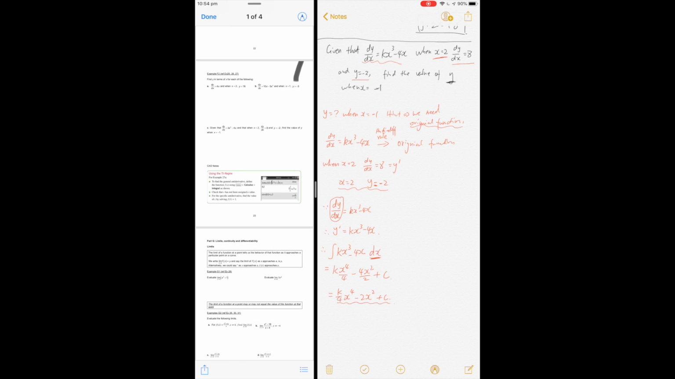Okay, so this is my original function, so y is equal to k over 4 x to the power 4 minus 2x squared plus c. Now we don't know the value of k, which is an arbitrary number, so to find the value of k we need to use the information that we got over here. The first one we know is when x is equal to 2, dy by dx is equal to 8.